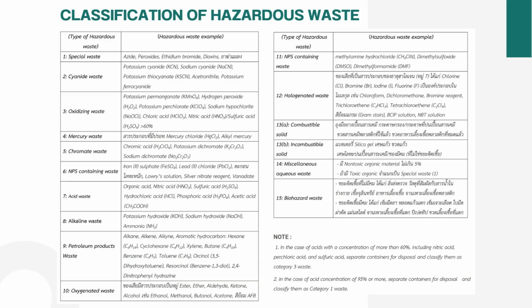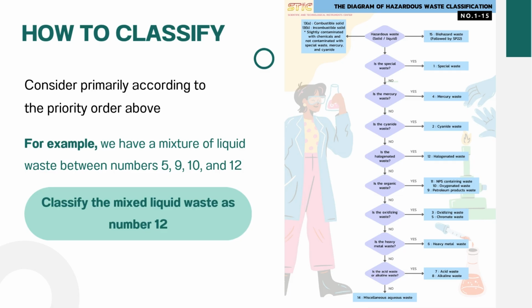Understanding these categories ensures that all laboratory waste is managed according to its specific risk level, preventing chemical reactions, environmental contamination, and harm to human health. Correct classification is the most important step. Always classify based on the highest risk component. For example, if liquid waste contains chemicals from multiple categories, choose the most hazardous category among them. This ensures we never underestimate the danger level of a waste mixture.